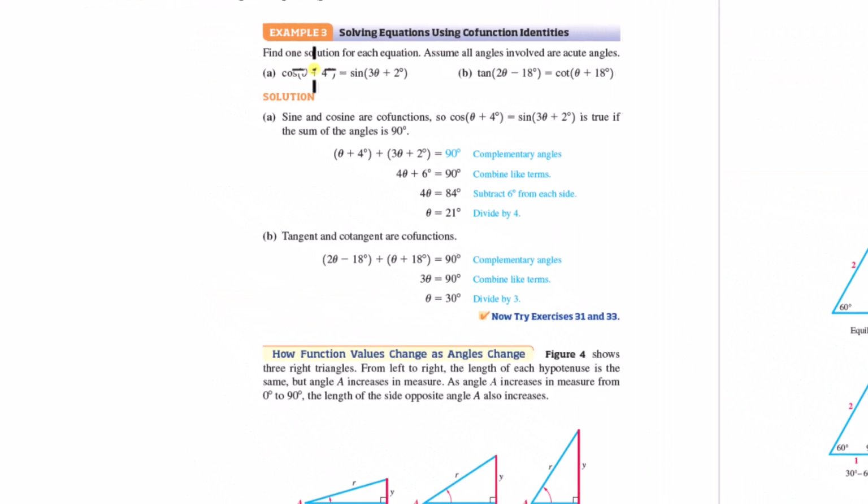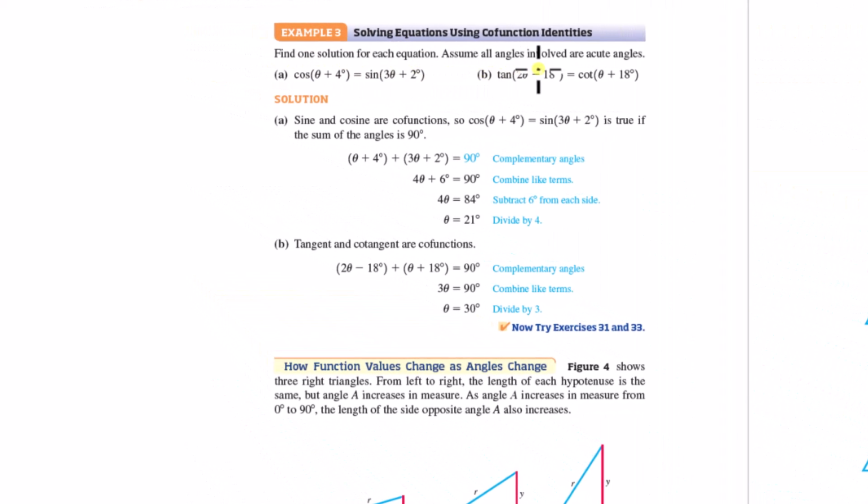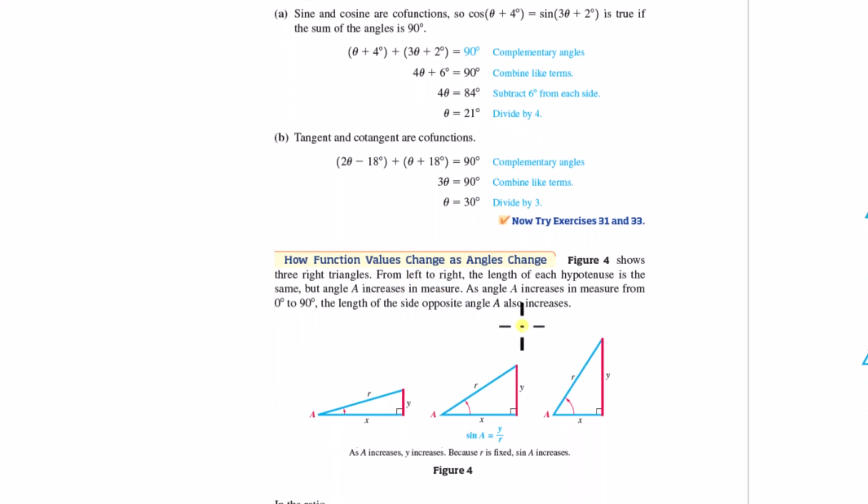Solving equations using cofunction identities. Find one solution for each equation. Assume all angles involved are acute angles. So what you're going to do is convert one of these to sine or cosine using the cofunction identity. Then you'll have sine of something is equal to sine of something, and you set those equal. So we'll work a bunch of examples.